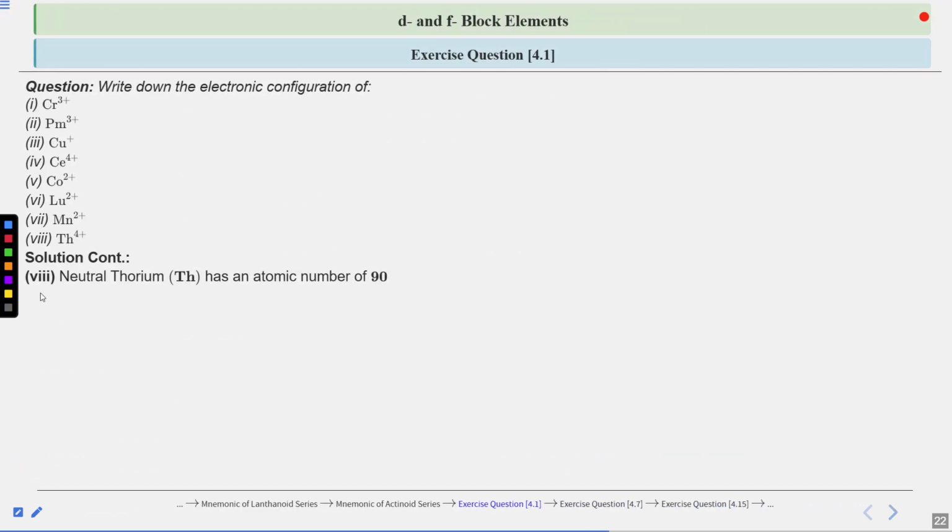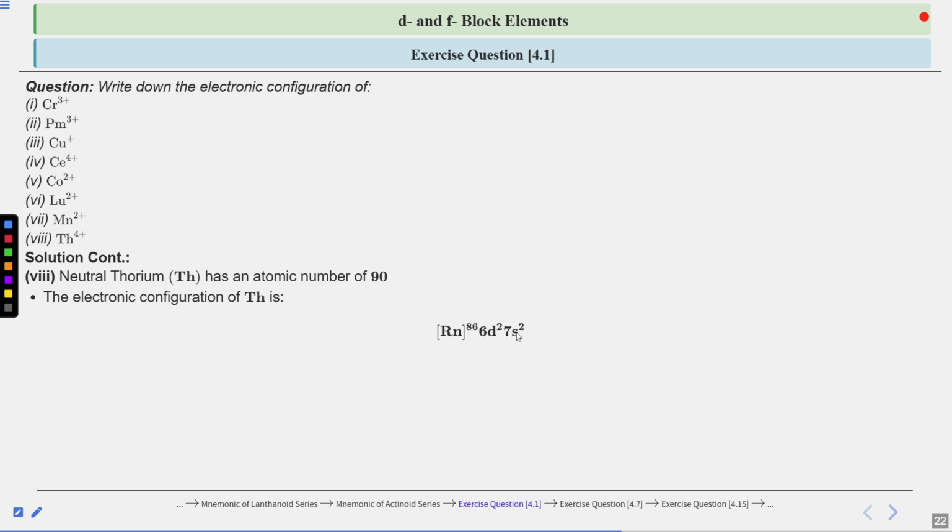Now, let's see the 8th and the last part of this question, that is for thorium 4 positive. The neutral thorium has atomic number of 90. So the configuration of thorium is radon 86, 6d2, 7s2. We can write the configuration in the form of noble gas configuration, right? So up to 86, we have a noble gas, radon. So we write radon 86 and the left electrons as 6d2, 7s2 after filling the 6d and 7s subshell.